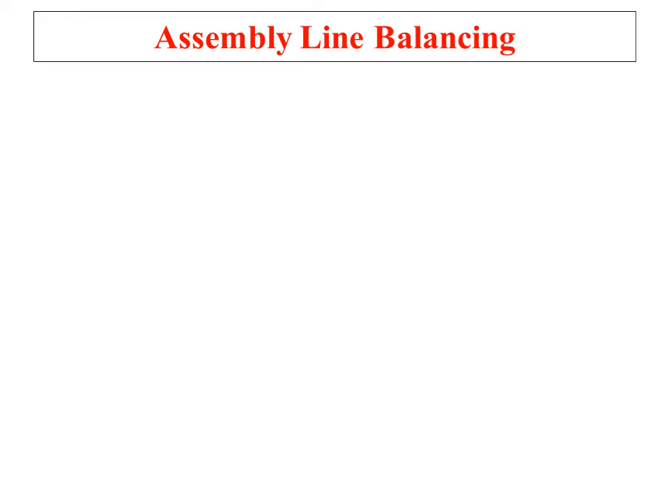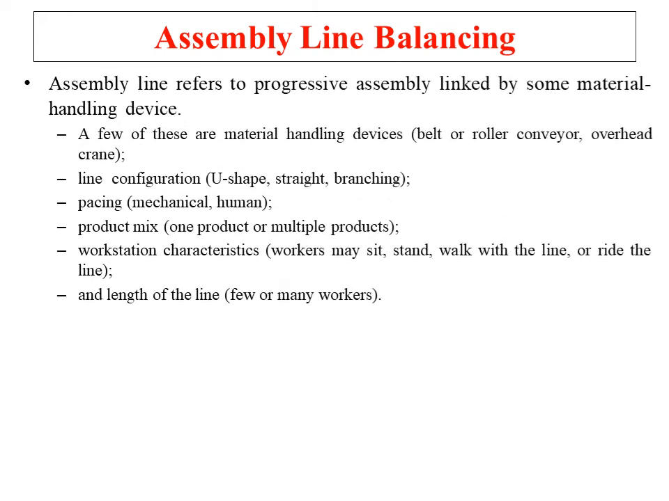So the basic question: assembly line balancing. An assembly line refers to a progressive assembly linked by some material handling device. For this, some things are required. The first is the material handling device, which may be a belt or roller conveyor, overhead crane, and so on. Another thing to consider is the line configuration. It may be U shape, straight, or branching.